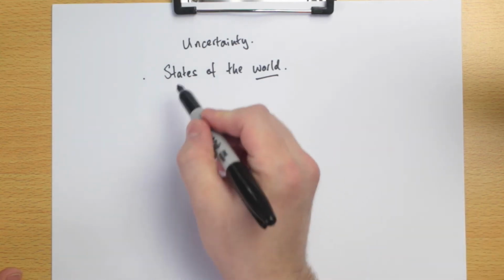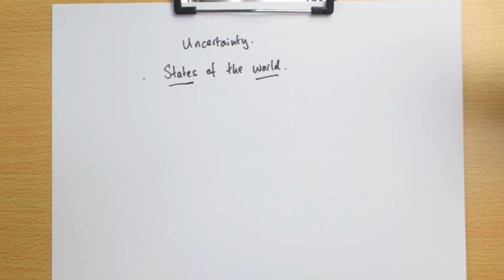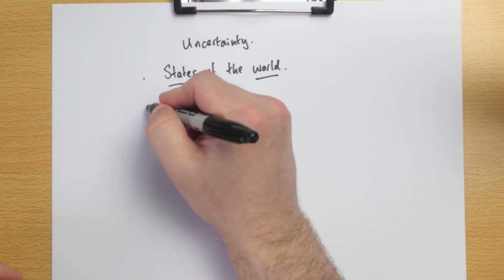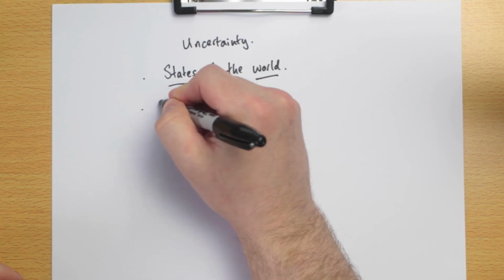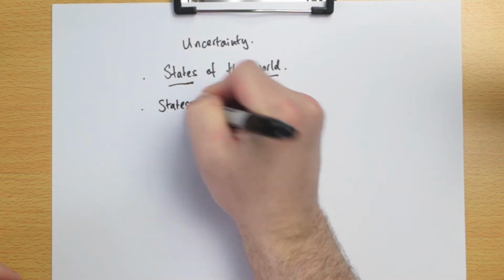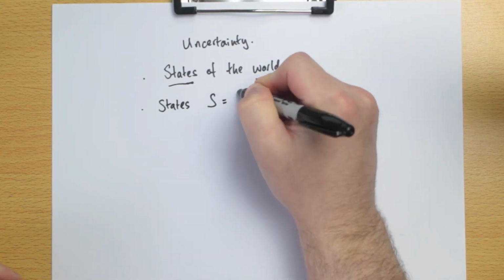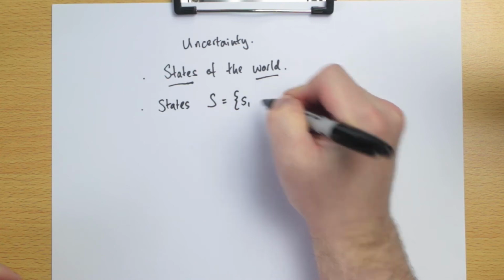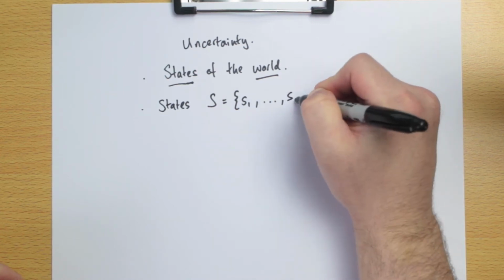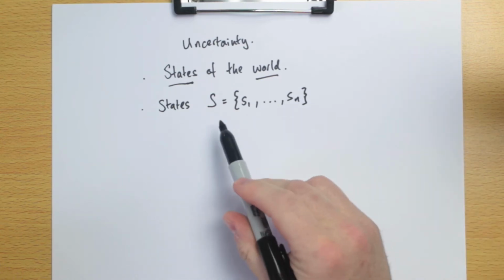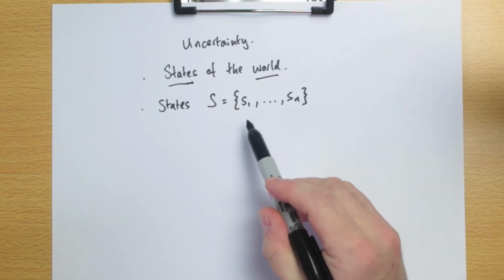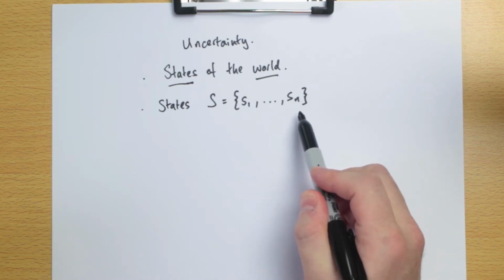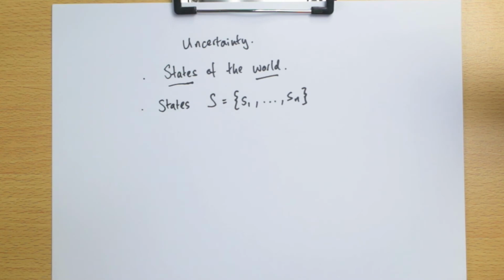So that's what we mean by the world. Now, the idea of a state is a complete description of the world, and it leaves no uncertainty. Okay? So, mathematically, we're going to write a set of states, and we'll just use capital S to be some set. Let's label the states in it S1 up to, let's say, Sn. So this state space, or set of states, has n different states in it, n different ways of describing the world.